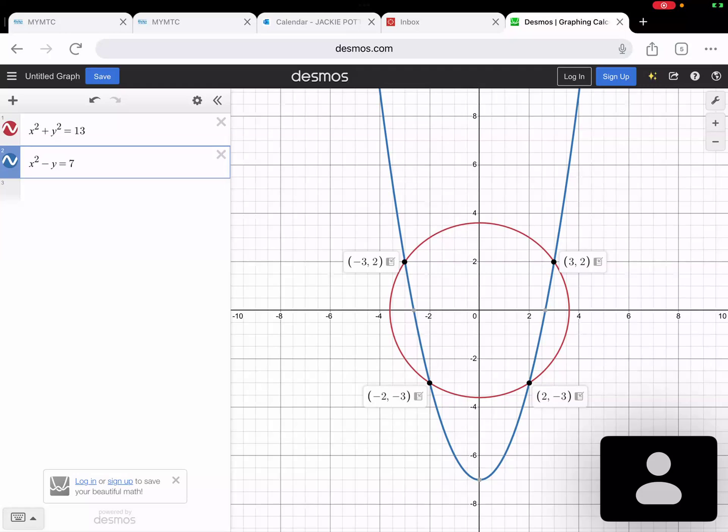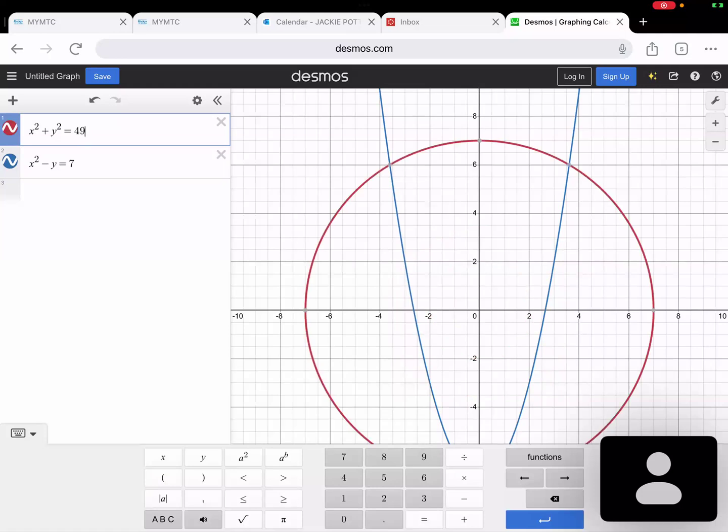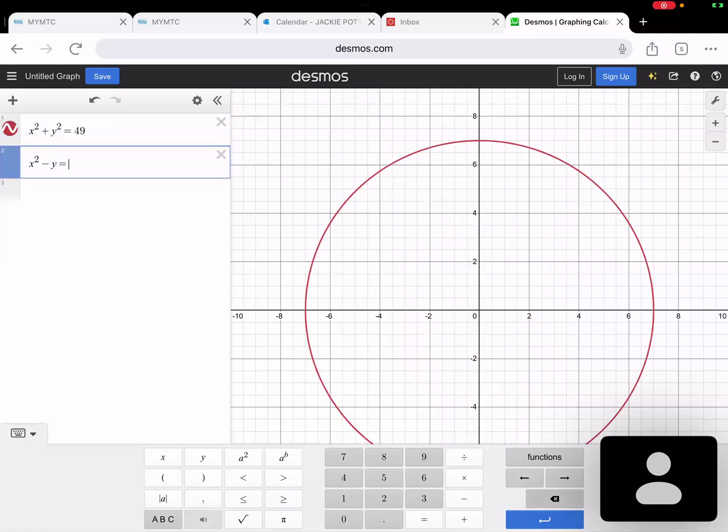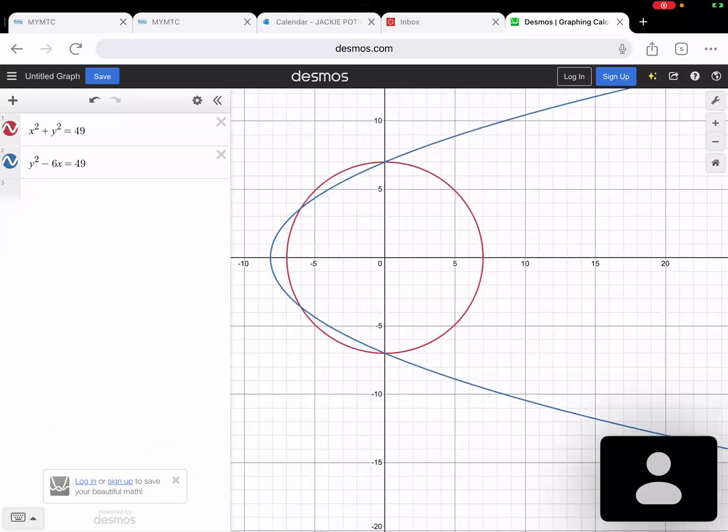And since I've got Desmos up instead of keep flip-flopping back and forth, let's graph this. I have x squared plus y squared equals 49. This time, it is y squared minus 6x equals 49. Parabola on its side. So again, we should get what? 4 answers.